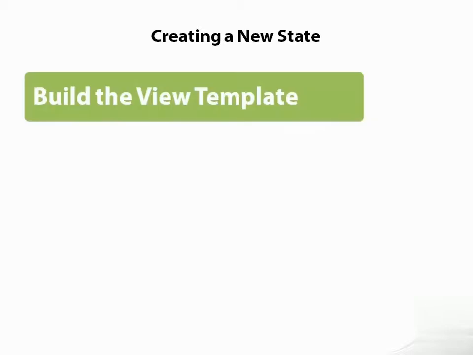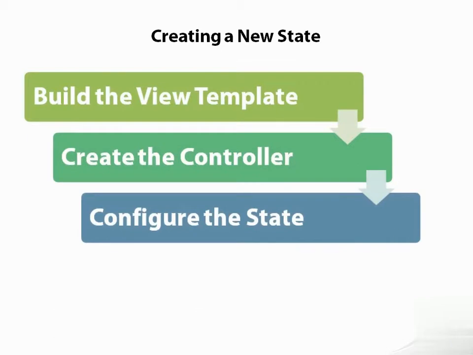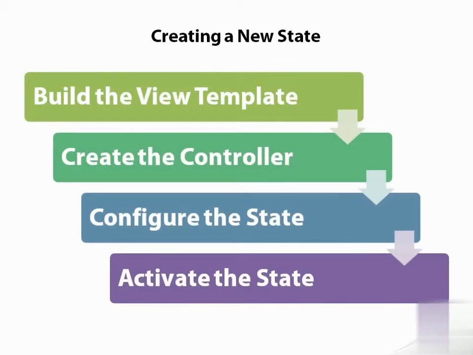Creating a new route state requires several steps, all of which we covered in the last module. Let's do a quick review. Creating a new route state requires building a view template in its own HTML file, optionally creating the controller for the view, configuring the state, and activating the state where appropriate.